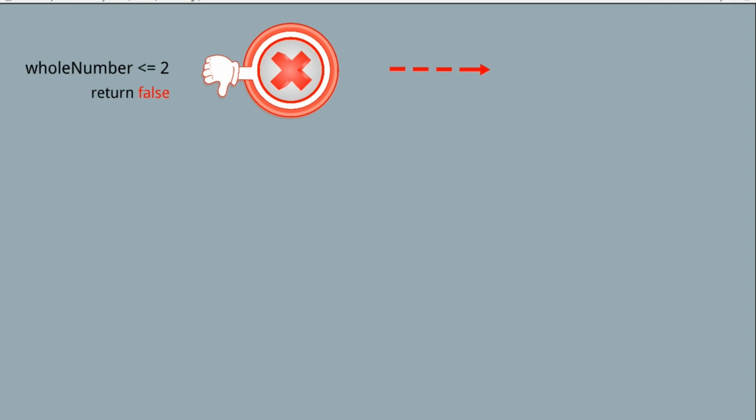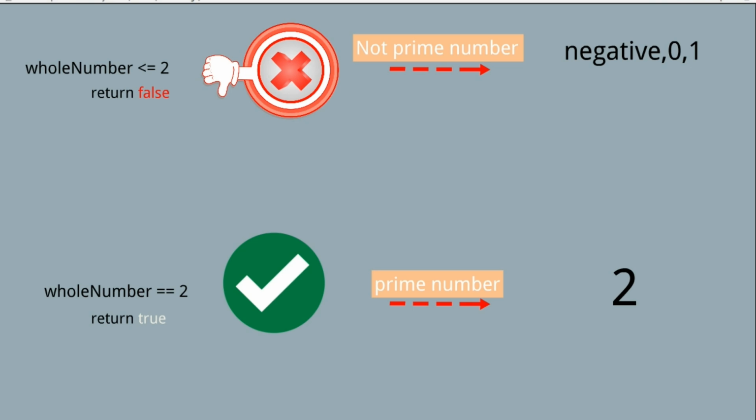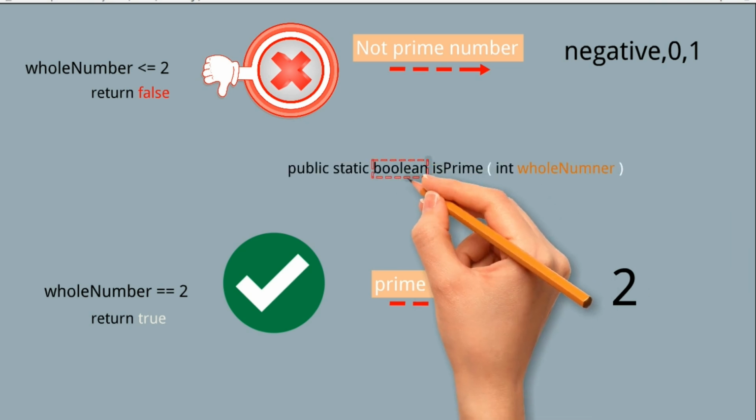First, we'll check if the number is less than or equal to 2 with an if-then statement. If it's less than or equal to 2, we want to return false if the number is negative, 0, or 1, because these are not prime numbers. If the number is 2, however, we want to return true because 2 is a prime number. So we can do this by returning the value that will be returned from the boolean expression.